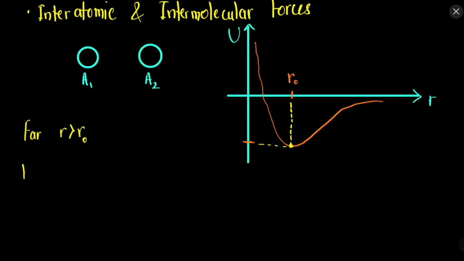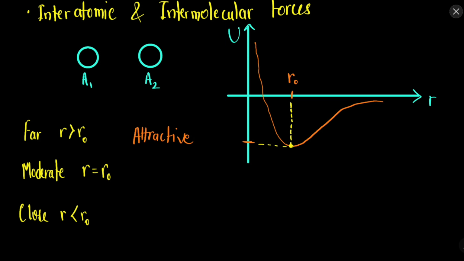Then they are at a moderate distance, let's say the distance between them is equal to r naught. And then the third situation, they are close to each other, that is the distance is less than r naught. When the distance is greater than r naught, the potential energy is approximately equal to 0, and it is negative. When the atoms are a bit far away, the force between them is attractive in nature, that is they try to attract each other.